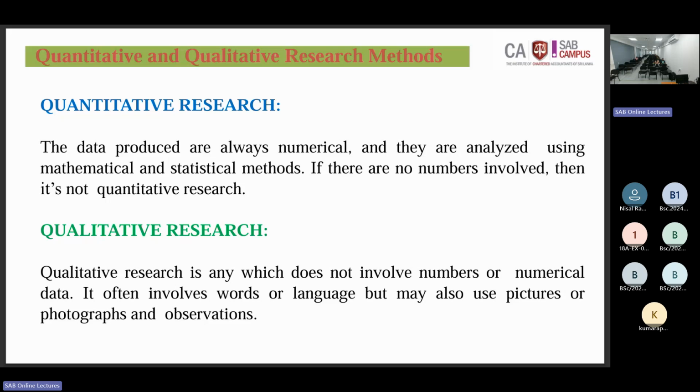Plus, it often involves words or language, but may also use pictures or photographs and observations. That means how we can analyze the perception, how we can analyze the belief, how we can analyze the attitudes through these observations. That means we can take those things as words, language, and then pictures and photographs as well. So basically, in qualitative analysis, we are not using mathematical plus statistical models to analyze our data set in qualitative studies.